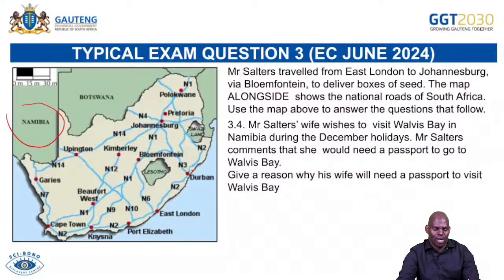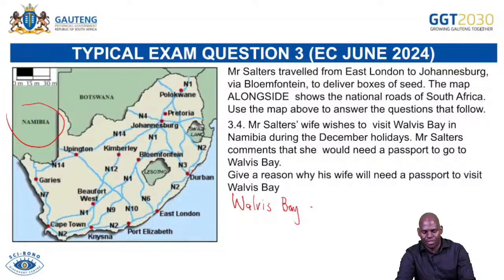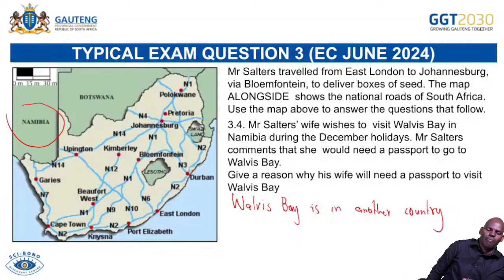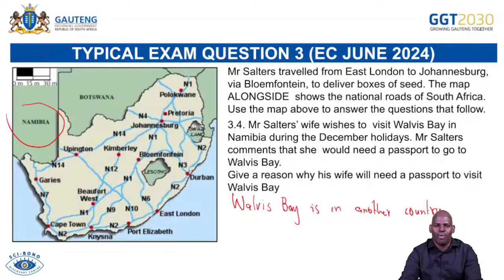So in this case they say give a reason why his wife will need a passport to visit Walvis Bay, because it is in another country, or it's in the neighboring country. If it's in the neighboring country, it means you need a passport. So very, very important.